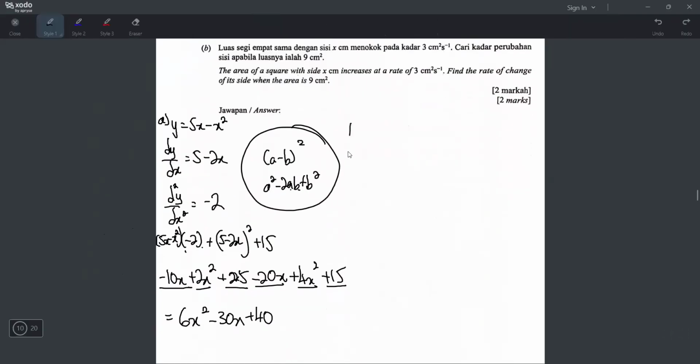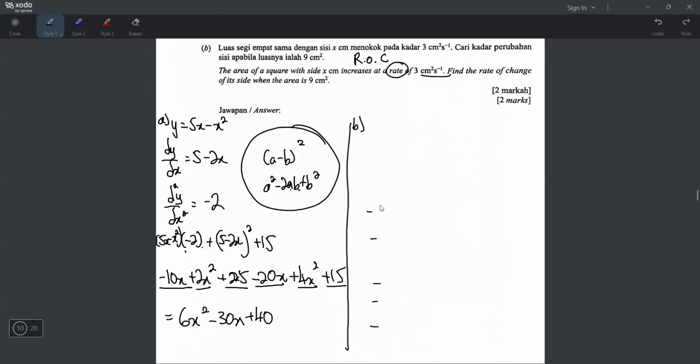Okay, let's do B. Okay, B, they say the area of square with side x increases at the rate of 3. Okay, when I see the word rate, I know this is a rate of change question. Dalam bahasa Melayu, kadar perubahan, right? So in differentiation, there's actually a few things you need to know, right? So it's like got 5 category.